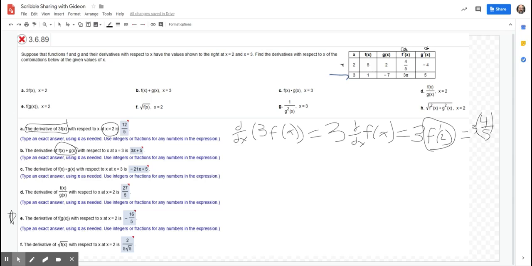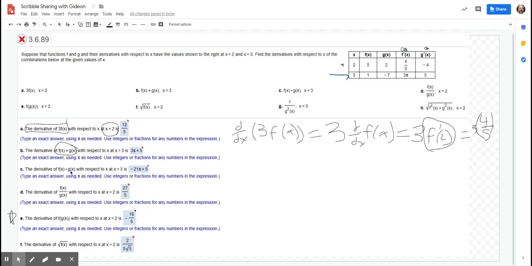F of x times g of x, be careful. Remember, there's a product rule. So the product rule means that that's a complicated answer. F prime times g plus g prime times f. So the product rule is going to get you a mixture of f and g and f prime and g prime, all evaluated at 3. So you're going to use the bottom row again.